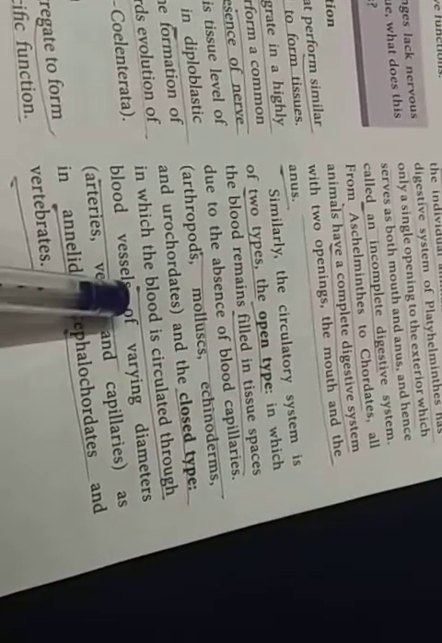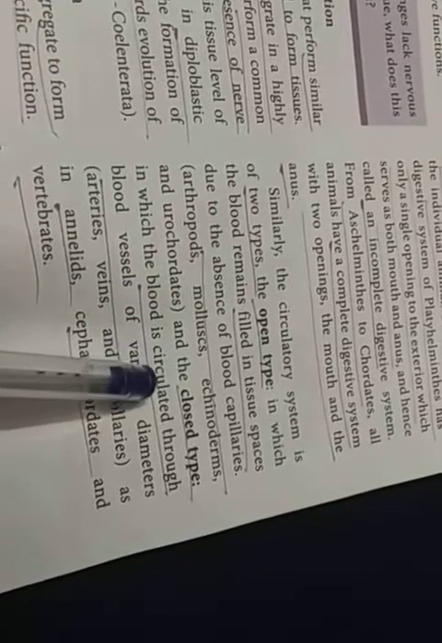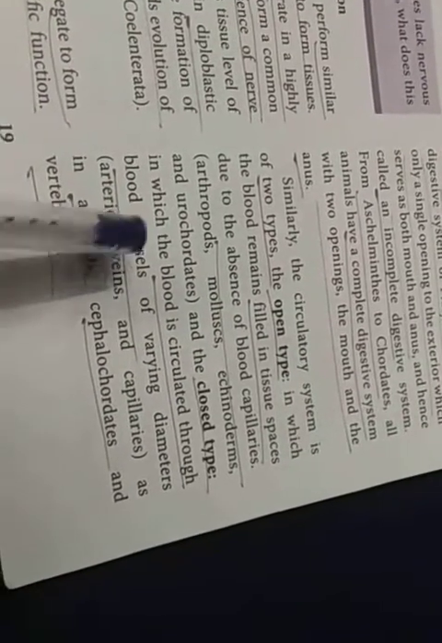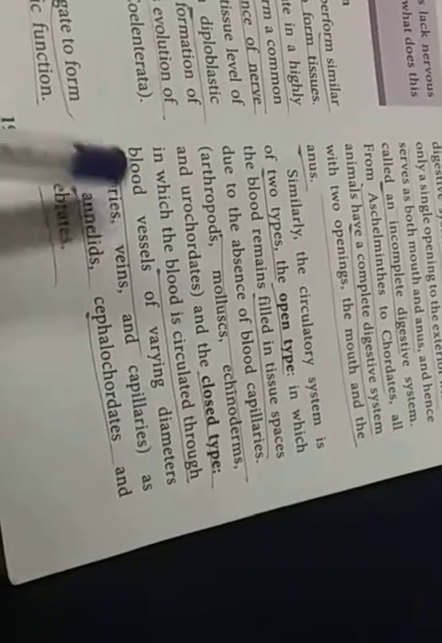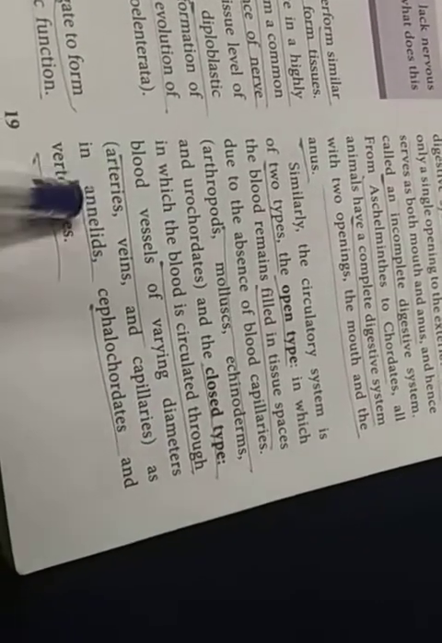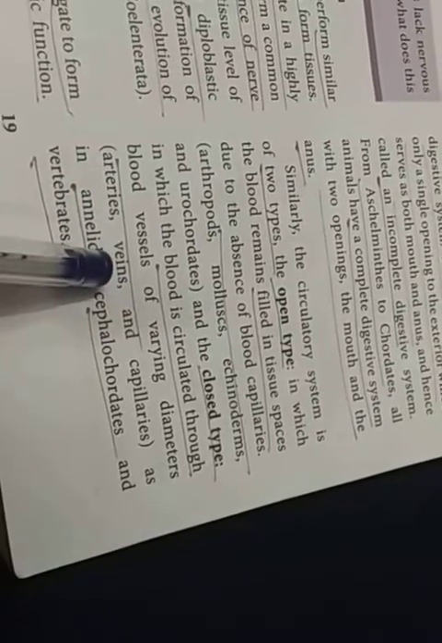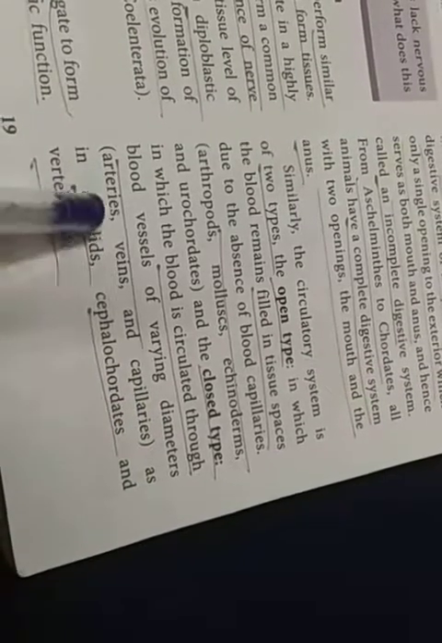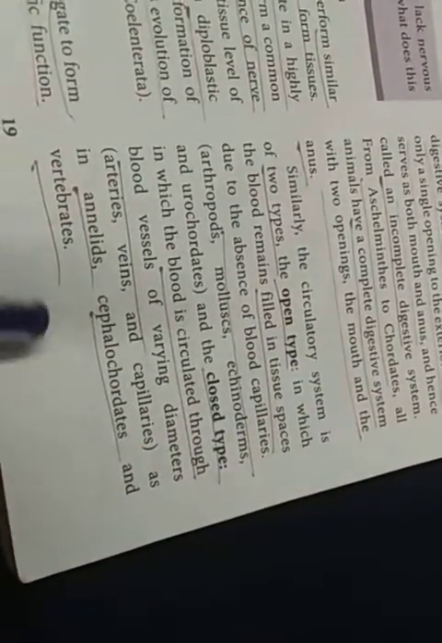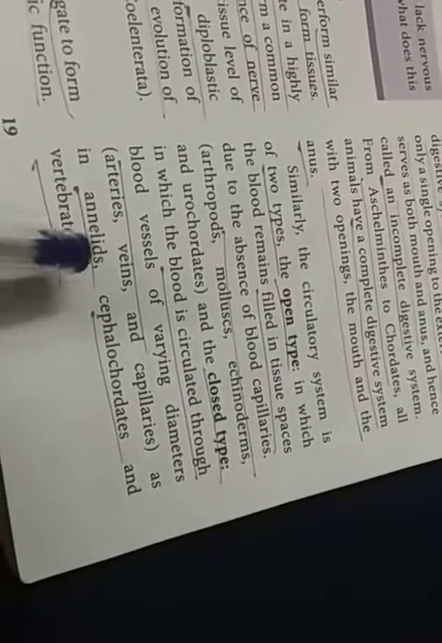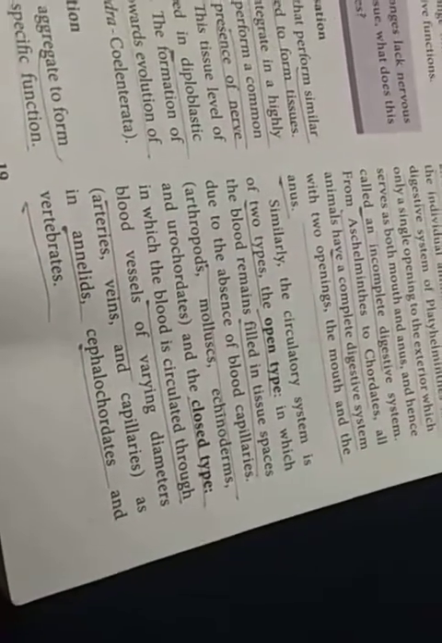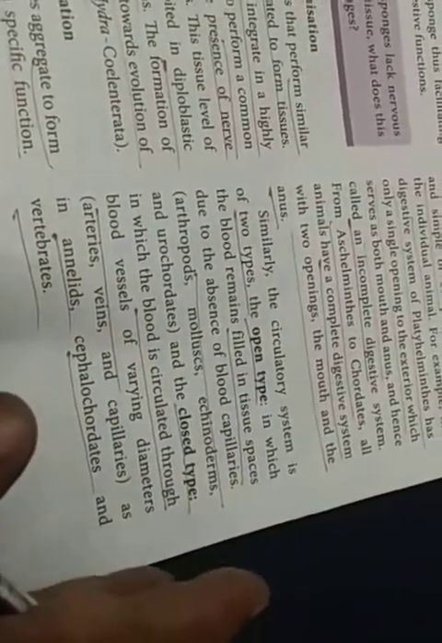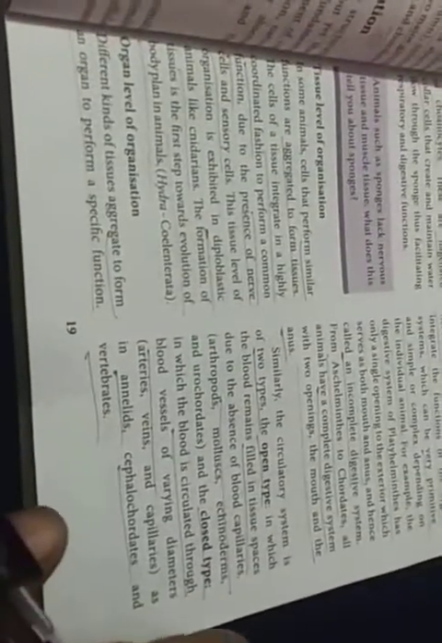Closed type of circulatory system: blood vessels are present, and they help to circulate the blood. Blood vessels are present in various diameters: arteries, veins and capillaries. Arteries are fairly large, veins are a bit smaller, and capillaries are minute and present as a network. Okay, can you understand the open type and closed type? The closed type of circulatory system is present in Annelida, Cephalochordata and Vertebrata, the higher organisms. Okay, can you understand cellular level, tissue level, organ level and organ system level of classification.